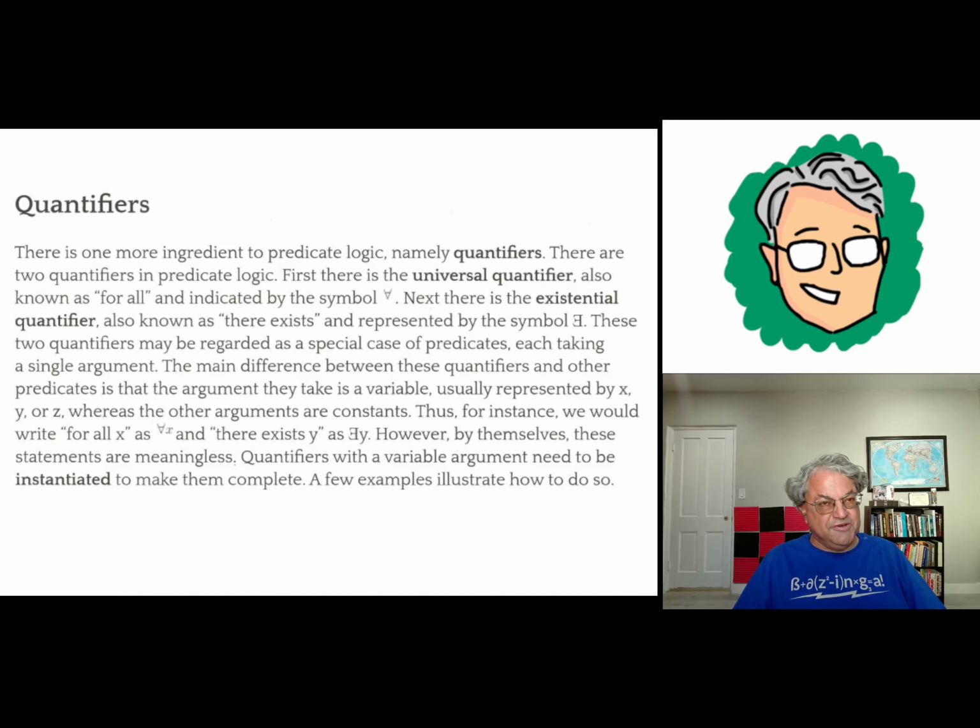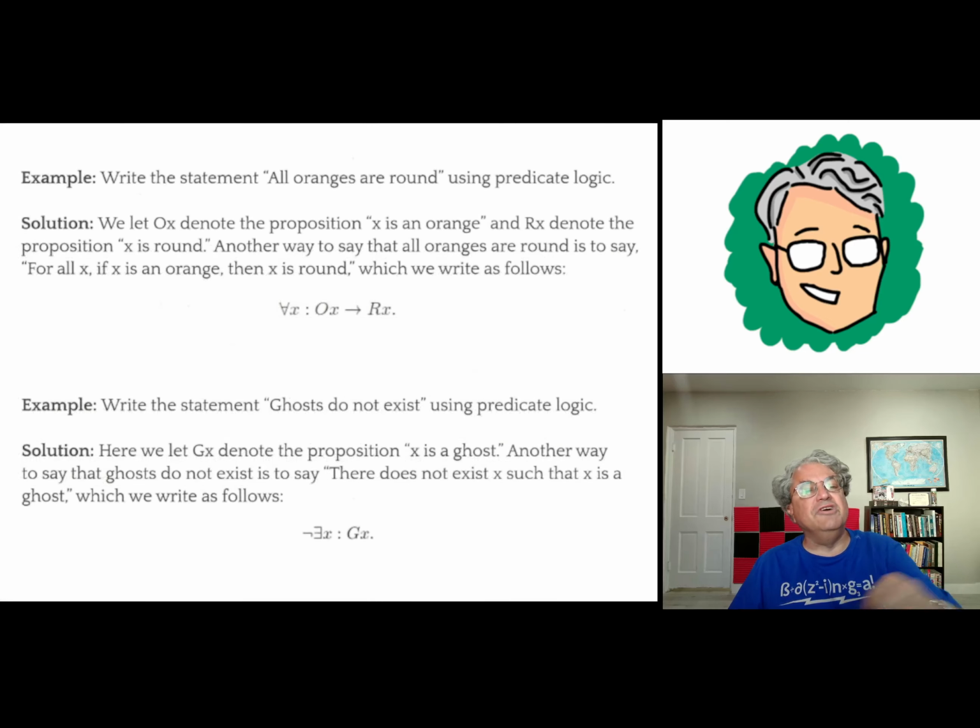The other one is called there exists, and that's the upside down E. That just means there exists a single instance, maybe more, but at least one instance of something with a property X. Anyway, I'll get into this more. I have four examples I'm going to go over. Hopefully this will help clarify what I'm talking about. So here's the first example. How would we translate the statement, all oranges are round? How would we write that in predicate logic?